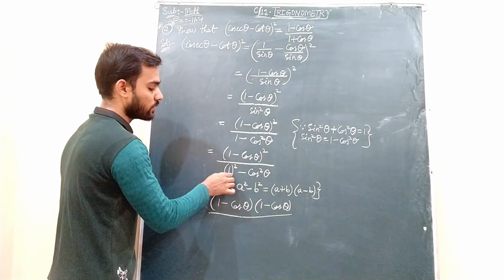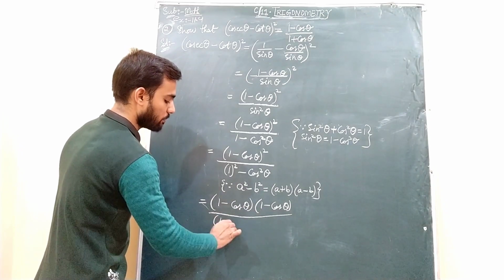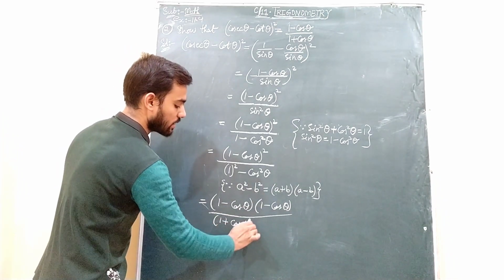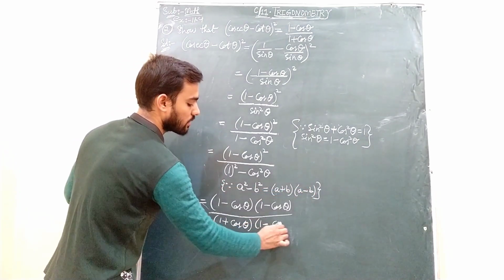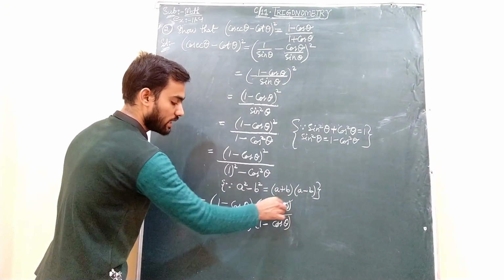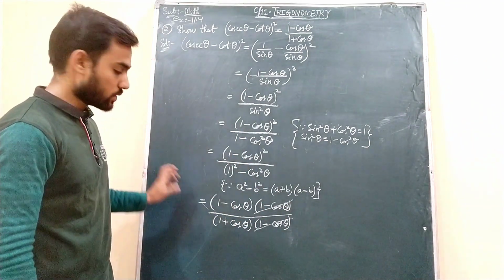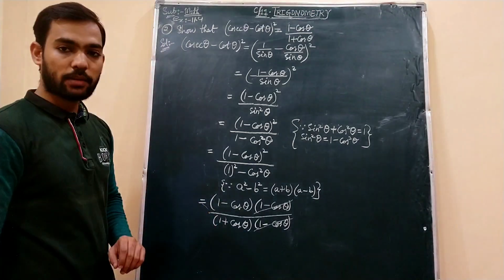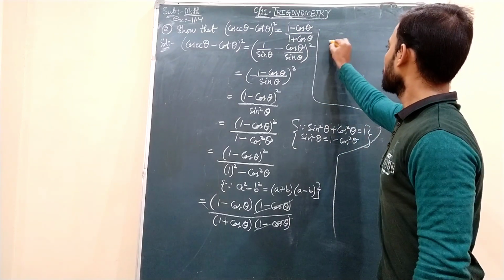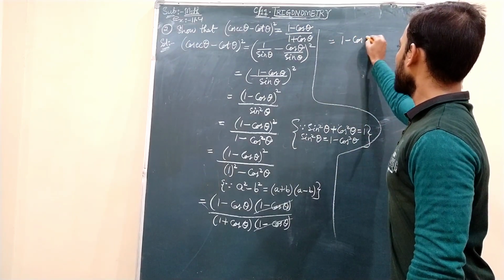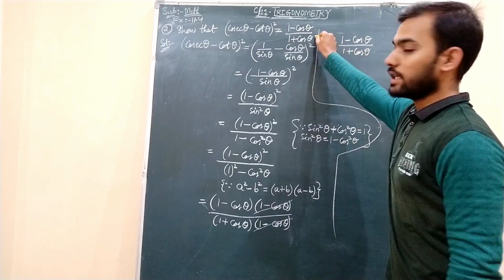So a means I have to write 1, b means I have to write cos theta. So a plus b is nothing but 1 plus cos theta, into a minus b, which is 1 minus cos theta. From the numerator, this 1 minus cos theta and the denominator 1 minus cos theta get cancelled as they are the same. So what we got? 1 minus cos theta by 1 plus cos theta, which was our required RHS part.